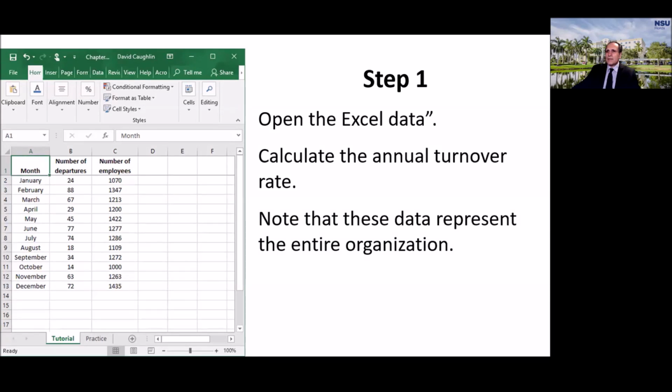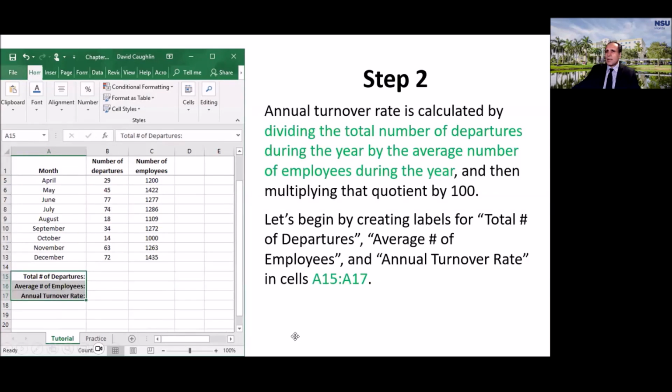These individuals did leave. And then also at the same time, for each month, we have the number of employees that were working at the organization. So once you have these two numbers and they are correct, you can proceed to analyze the data and get a percentage of annual turnover rate for your organization. You can do that by, again, dividing the total number of departures during the year by the average number of employees that stayed or worked at the company or department, and then you multiply that quotient by 100.